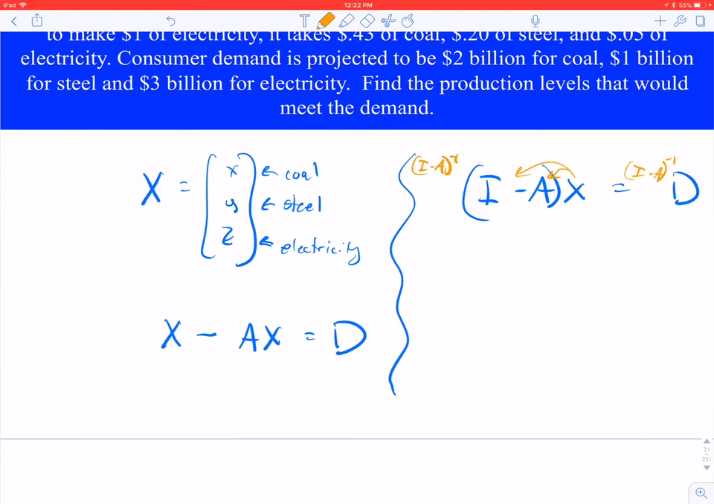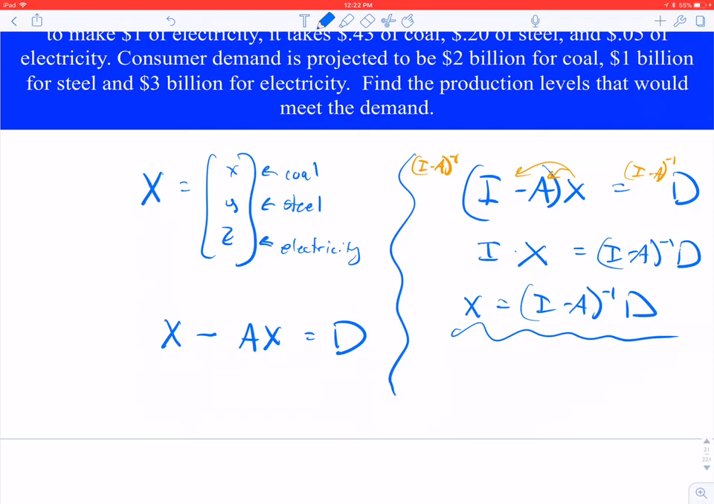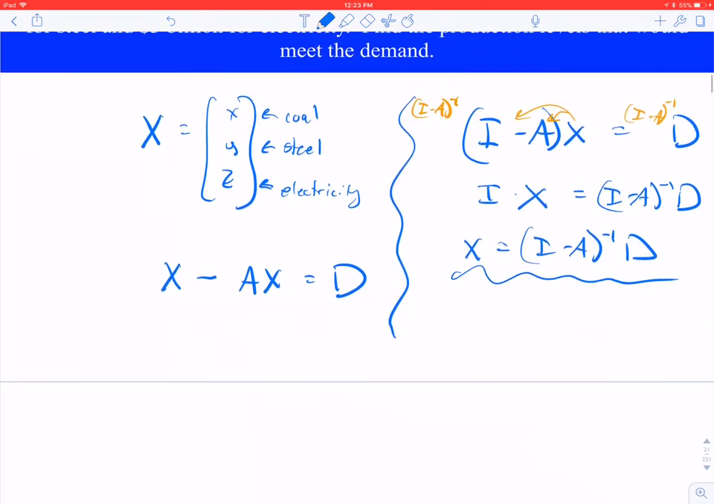So now if we have a matrix times its inverse, what we're going to get here is I times X equals I minus A inverse times D, and then the identity times the matrix is itself, so then X is going to be I minus A inverse times D. Let me make sure that's correct. I think that is correct. So now this is the input-output formula that we use for this topic.